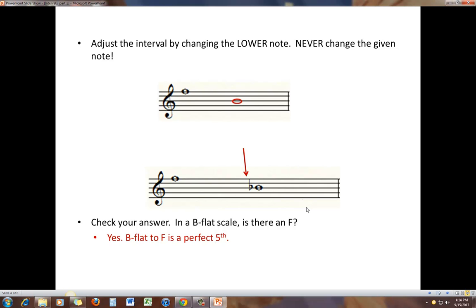The next step is you need to adjust the lower note. Never change the given note. Never change that upper note, the note you start with. Even if you get a correct interval, it will not be the one I'm asking for, and so your answer will be incorrect. So in this case, this interval is a diminished fifth. We want a perfect fifth, so we're going to lower the note, lower to a B flat. And then the last thing I would do is ask myself, in a B flat major scale, is there an F? Yes, there is. So this is indeed a perfect fifth.